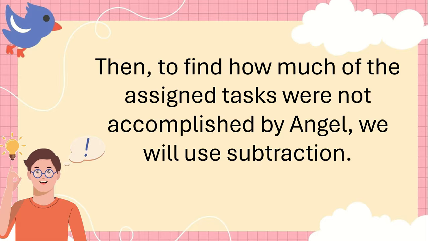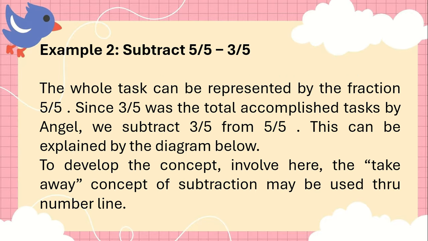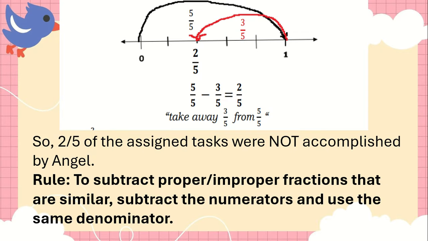Then, to find how much of the assigned tasks were not accomplished by Angel, we will use subtraction. Example 2. Subtract 5/5 minus 3/5. The whole task can be represented by the fraction 5/5, since 3/5 was the total accomplished task by Angel. We subtract 3/5 from 5/5. This can be explained by the diagram. To develop the concept involved here, the takeaway concept of subtraction may be used through a number line. Here is the illustration of the number line.